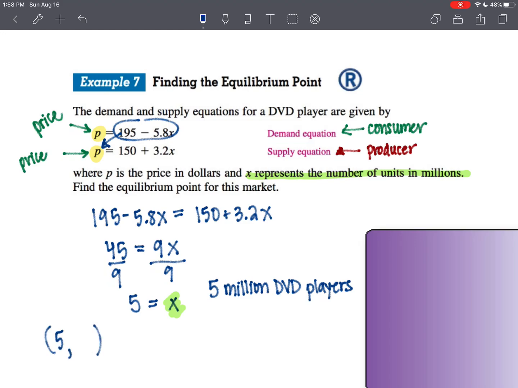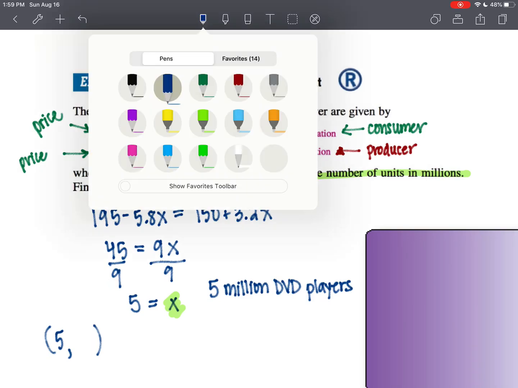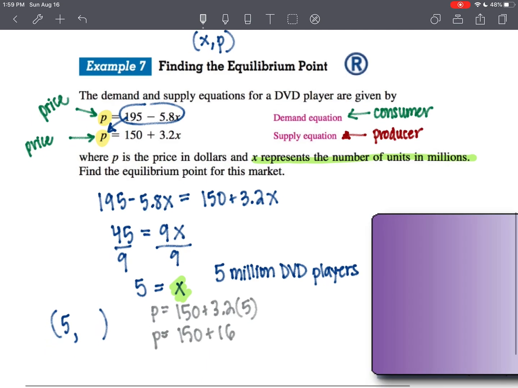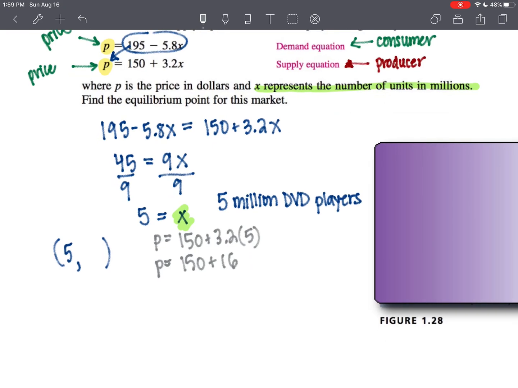and the y value, or the p value, right, x comma p, it's a system of equations. I can put that 5 into either equation. I'm going to put the 5 into the second equation. So I've got p equals 150 plus 3.2 times 5. So that's going to be 150 plus, I believe this is 16, which would be 166.